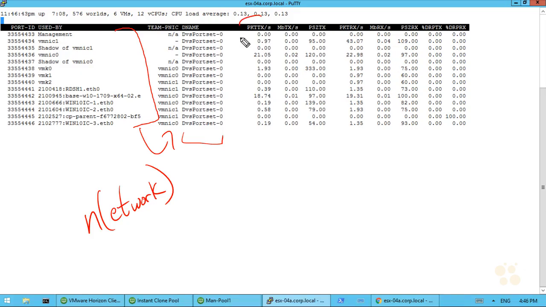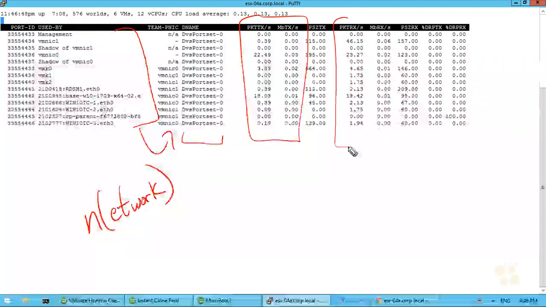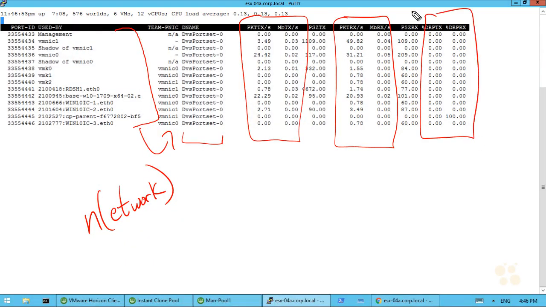And most of the time I'm going to come here and I'm going to look at things like, okay, how much are we transmitting, packets of transmission and quantity, the megabytes of transmission, and similarly, how much are we receiving on any of these interfaces, and then what are we dropping? So for example, CP parent down here, that virtual machine connected to that NIC is having 100% drop of receive packets. Now there's a lot of reasons why that could be happening.